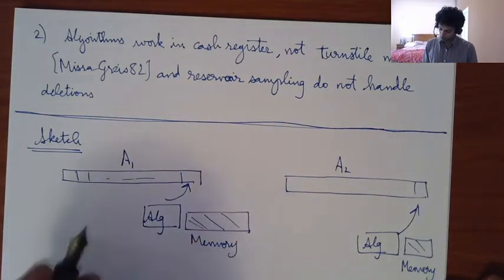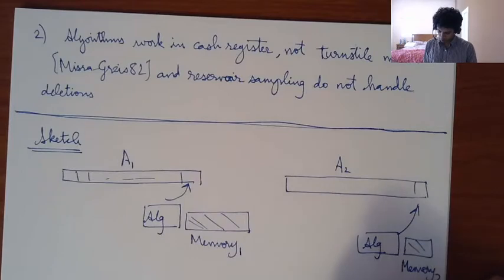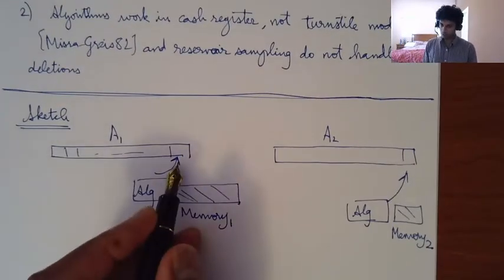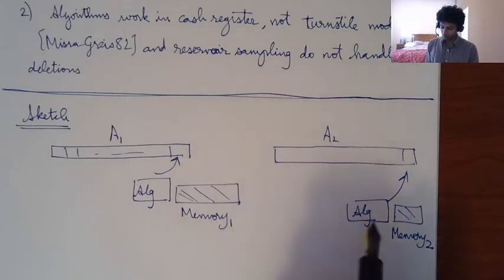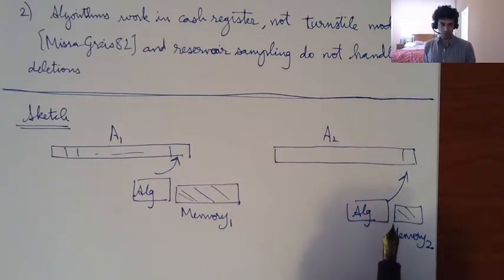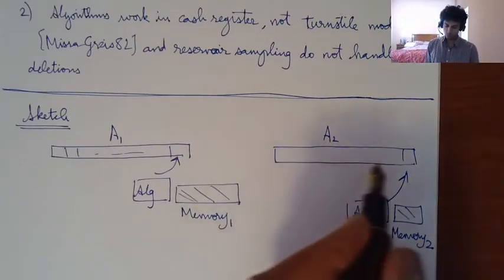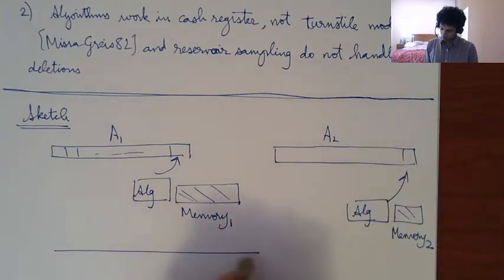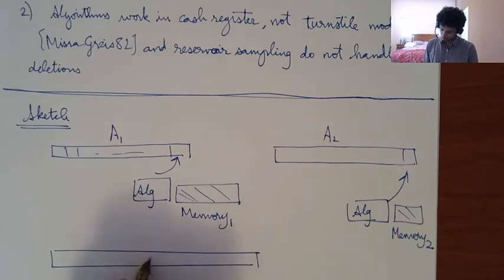I'm going to call these memory 1 and memory 2. This is what is stored in the memory after the algorithm passes through the stream A1. This is a separate instantiation of the algorithm passing through A2. Now suppose you combine these streams. So here's A1 and A2, and you run the algorithm. Its memory is going to have something else, which I'll call memory 3.